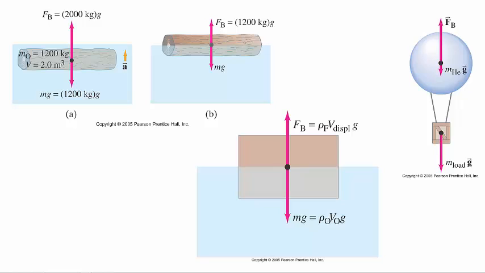So, if the object's density is less than that of water, there's going to be an upward net force on it, and it's going to rise until it's partially out of the water.